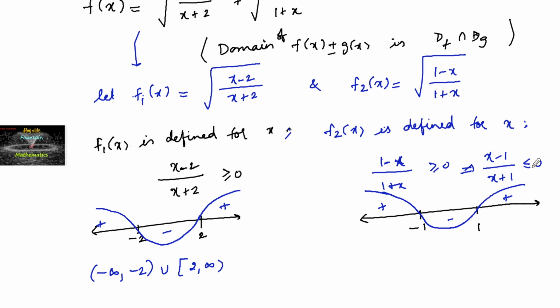Now here, since we require less than or equal to 0, in the numerator x minus 1 means x can be taken as 1, but in the denominator x plus 1, so minus 1 is excluded. So x belongs to (minus 1, plus 1], where minus 1 is excluded and plus 1 is included. So this is the domain of the second function, the domain of f2, and this is the domain of f1. Now we require the domain of the function, which is the intersection of both.